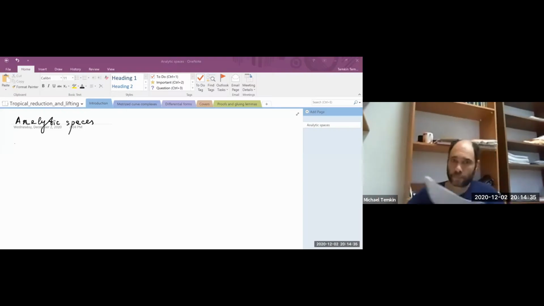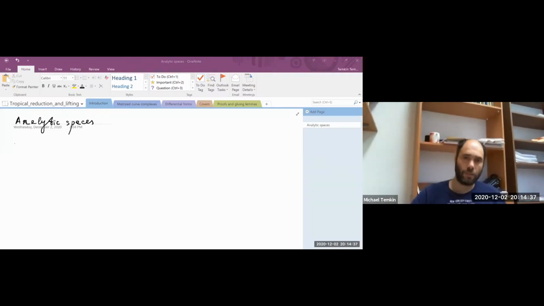My talk will be about tropical reduction and lifting, which is a way to associate compatible tropical and reduction data to certain analytic spaces, functions on them, differential forms, and so on. In fact, we'll consider two cases which are somehow surprisingly similar or analogous. Let me briefly start with the theory of K-analytic spaces.